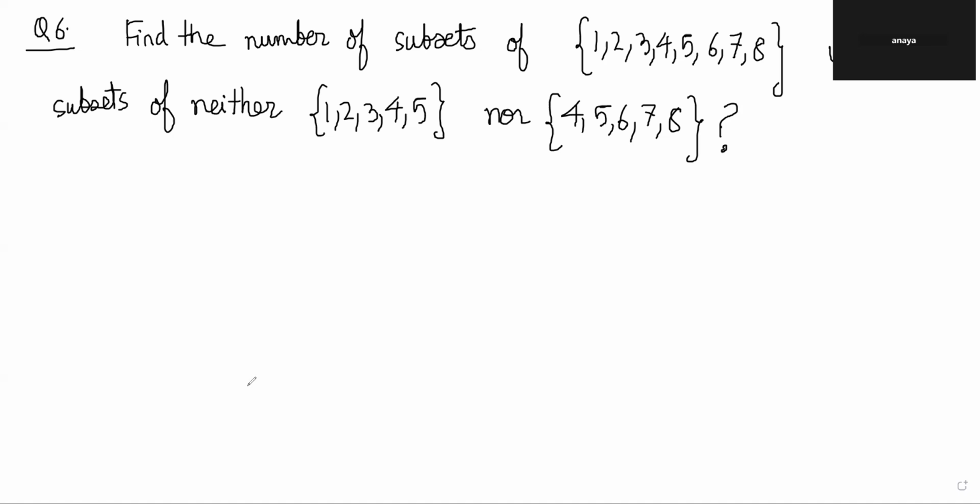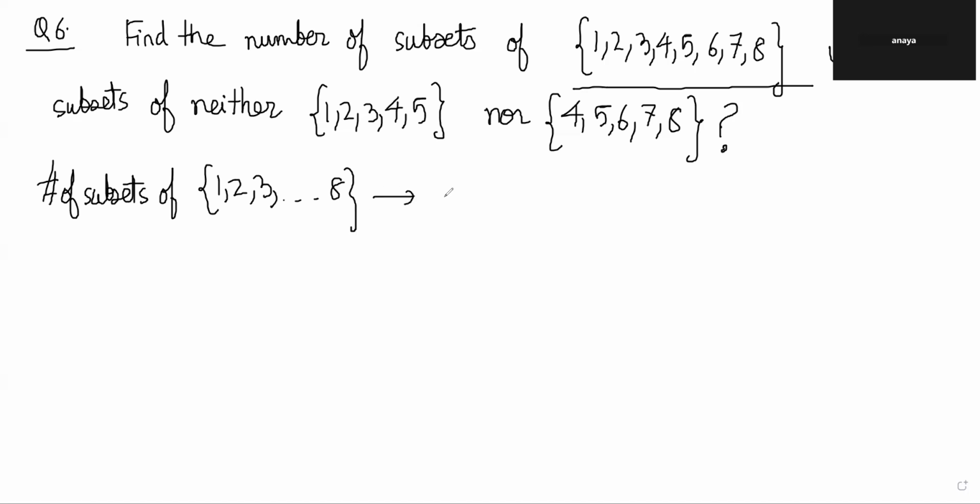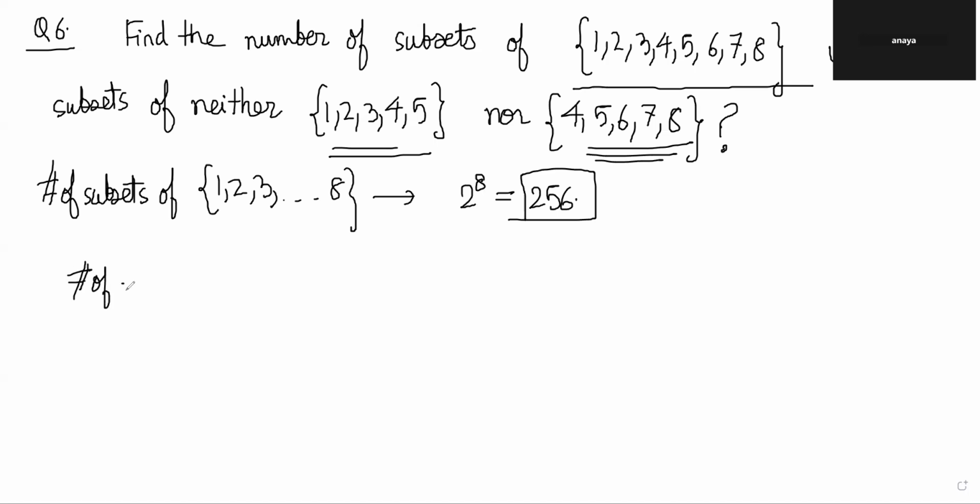What are the total number of subsets of this? 2 to the power 8, so the total number of subsets of this is 2 power 8, or 256. We have to remove from there the subsets of these. How many subsets are possible for each of them? 2 to the power 5 for each.